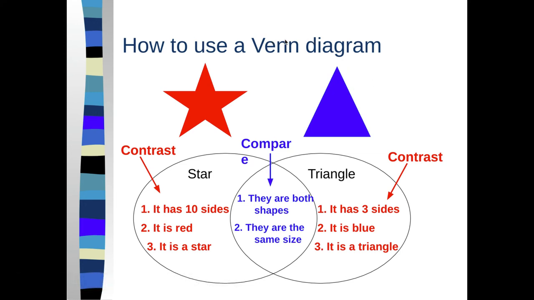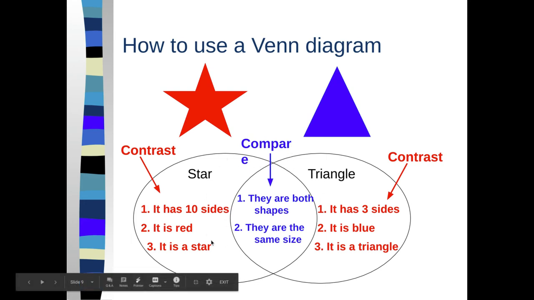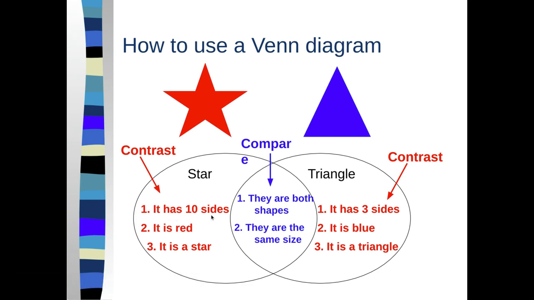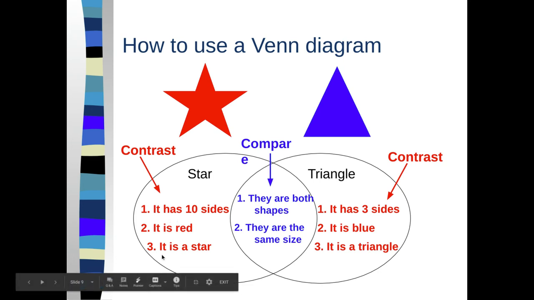How to use a Venn diagram? Let's use the star and the triangle for an example. I'm going to start with comparing first. In the compare circle, I have they are both shapes and they are the same size. On the side labeled star, I have it has 10 sides, it is red, it is a star. On the contrast side for the triangle, I have it has 3 sides, it is blue, it is a triangle.